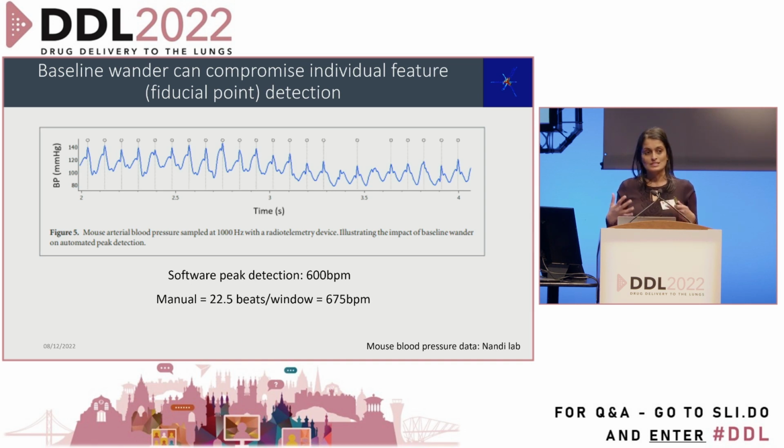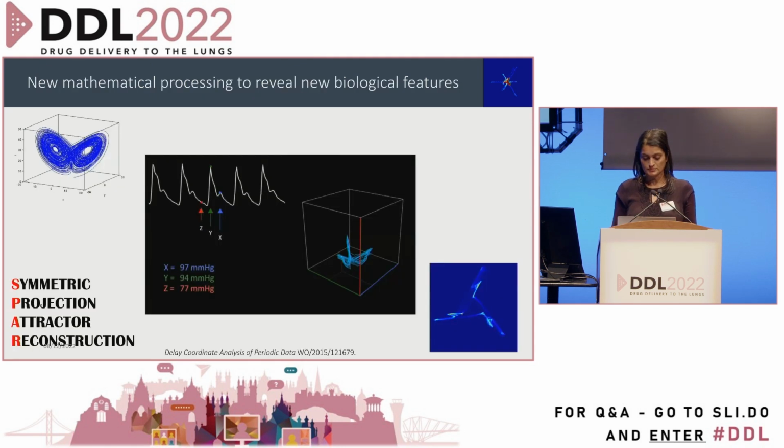So can we look at this data in a different way and try and avoid these issues? This method has a very long name, Symmetric Projection Attractor Reconstruction, which I'm going to call SPAR for short. As I said, it's developed by a dynamical systems mathematician and myself, who has a biomedical pharmacology background. I'm going to show you the maths first without any equations.